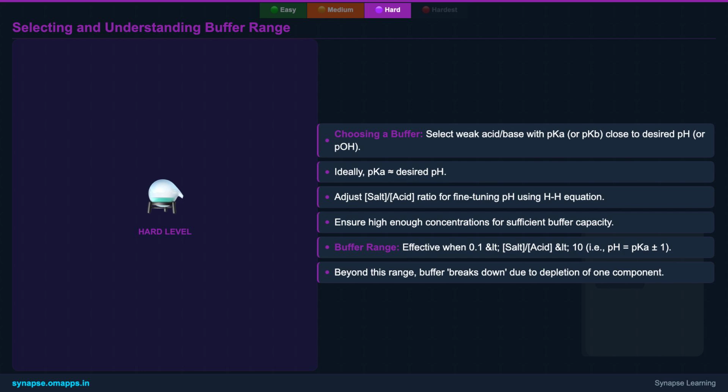We'll learn a systematic approach, selecting an acid-base pair whose pK is close to the target pH, then fine-tuning the component ratio, and ensuring sufficient concentration for adequate capacity. This slide will also clarify the concept of buffer range and explain why buffers break down outside this effective range when one component is depleted. This knowledge is essential for practical buffer preparation.